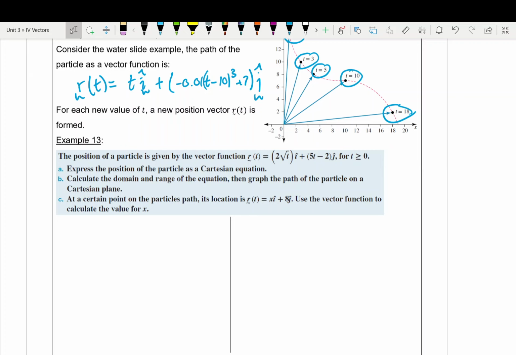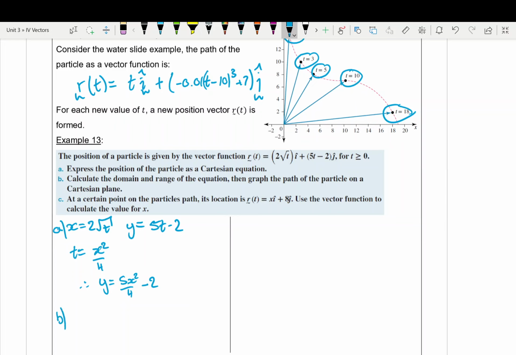If we were to express the position of the particle as a Cartesian equation, we know that x equals 2 root t and y equals 5t take 2. So what we're going to do is rearrange this in terms of t. We divide both sides by 2, we square it. We get that t equals x squared on 4. Therefore, y has to equal 5x squared on 4 take 2.